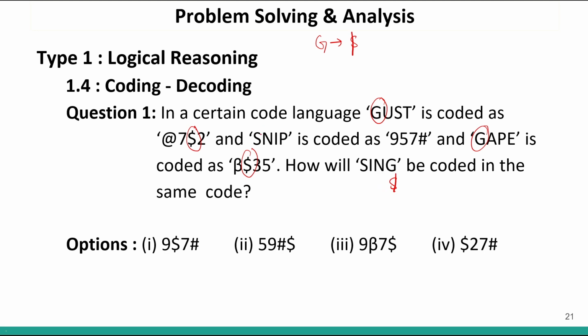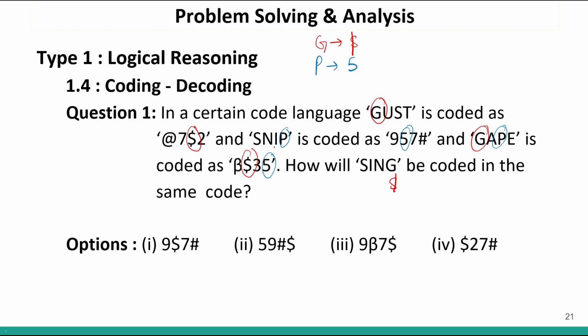Now, over here, if you see snip and this, and gape and this. In snip and gape, I can see that P is the only common letter. And in the codes 957 hashtag and this sign, the only common is 5. So I can say that P is coded as 5. This we discussed in detail in coding and decoding, right?